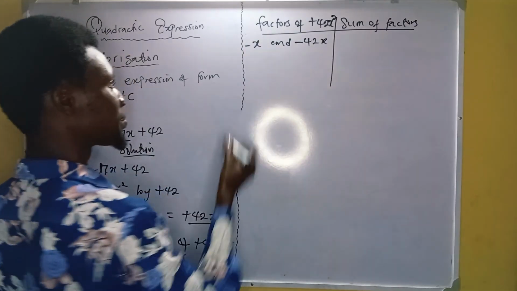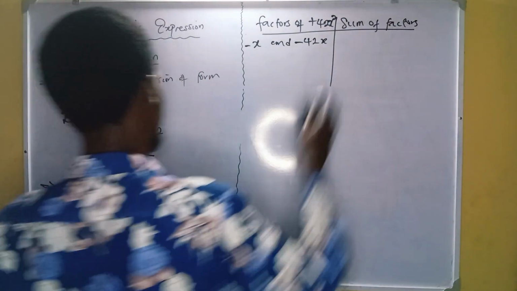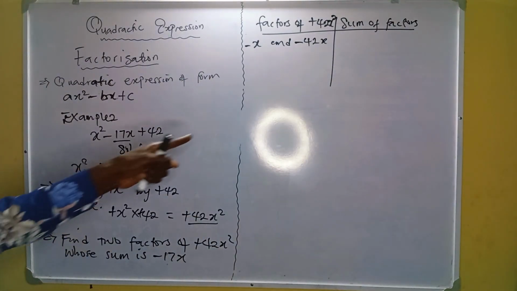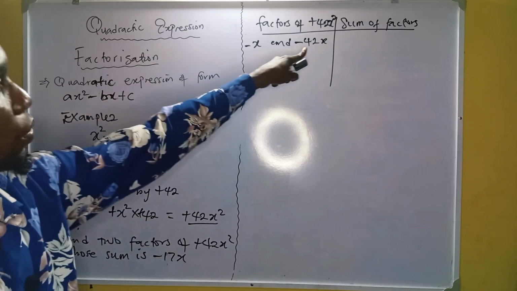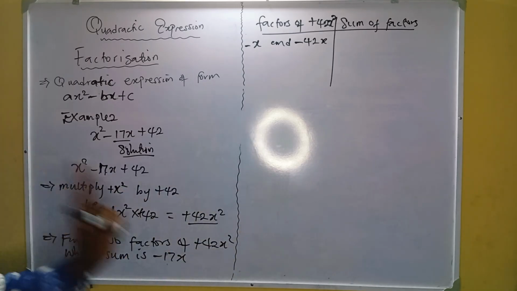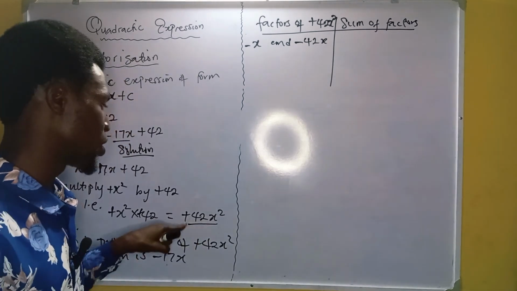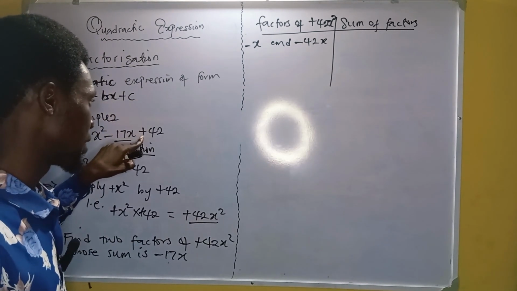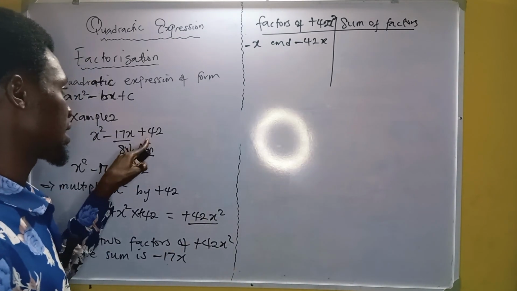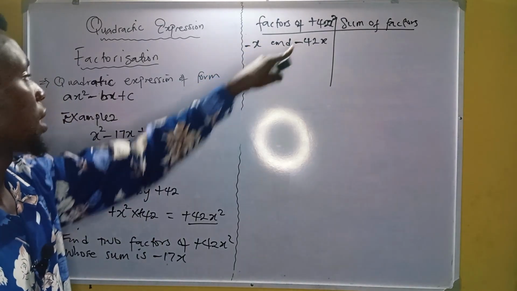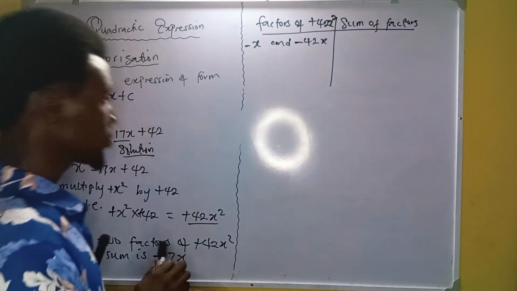Remember what I said? You've seen that because the middle term is negative, the two factors will be negative. And the reason why the two factors are negative is because your product here, the last term here, is positive. So when the last term is positive, you consider this when the middle term is negative.